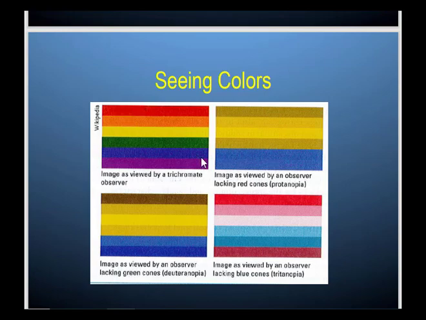But if you're missing one of the kinds of cones, or it doesn't get activated correctly, you would not see all of the range of colors very well. So if you're lacking red cones, or if your red cones don't work very well, you may not see this image in the same way. It might look more like this. If your green cones don't work as well, it might look more like this. If your blue cones don't work as well, it might look more like this. Again, there are certain variations in here.